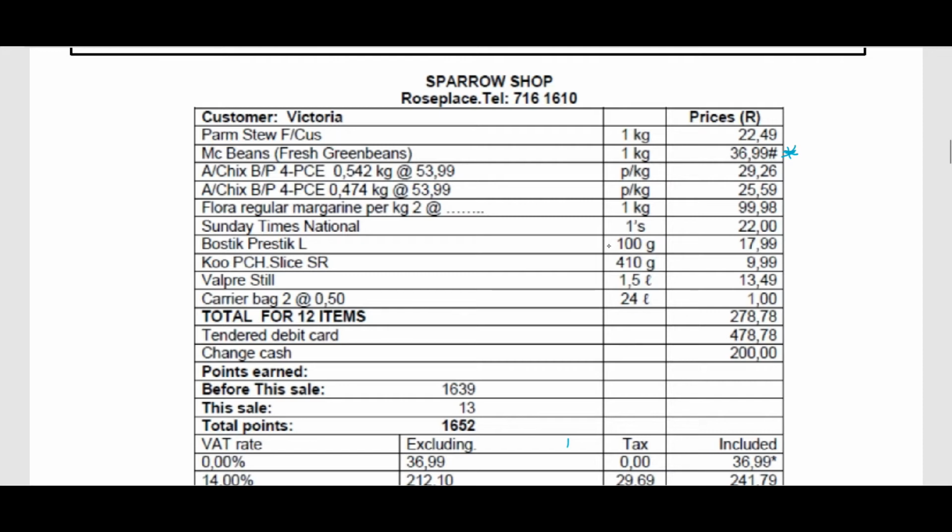So we see now they are talking about points. So before, when going to the shop, she had how many points? 1,638, right? And then you have this sale. So that means for the items that she bought, she earned herself 13 points. So she bought items for 278, and then that gave her 13 points. As well, you see now you have total points. So it means if you add this one and that one, you get the total.